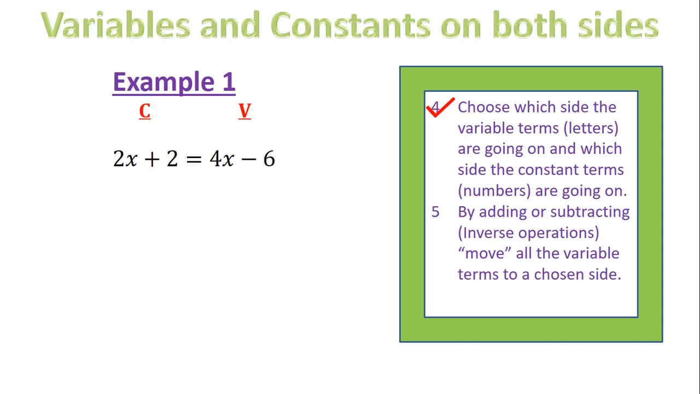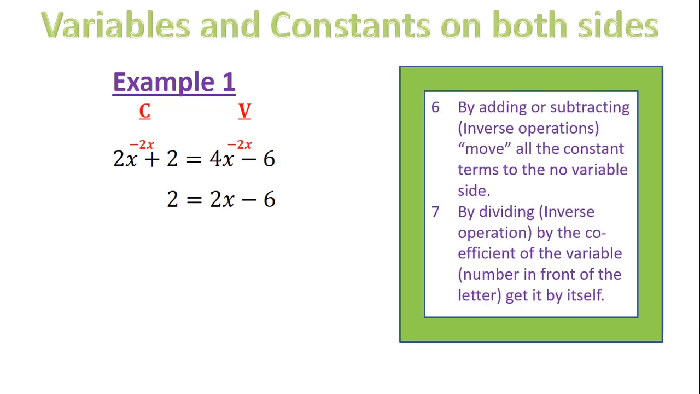Well, we've chosen the right-hand side for our variables. So what that means is we have to get the 2x from the left-hand side to the right-hand side. To do this, we take 2x from both sides. Remember, by adding or subtracting, inverse operations. So I've got a 2x, I subtract a 2x to get rid of it. That gives us, on my left-hand side, 2x minus 2x disappears, and then I've just got 2 equals 4x minus 2x gives me 2x minus 6. Step 5. Done.